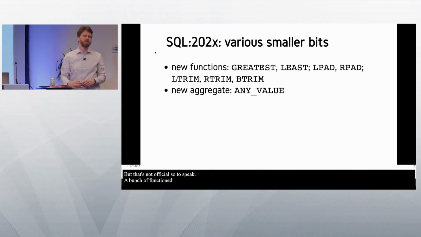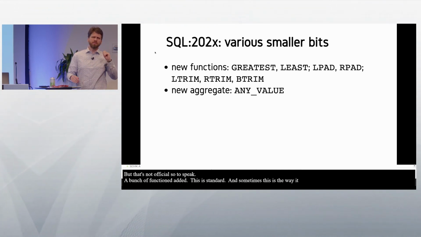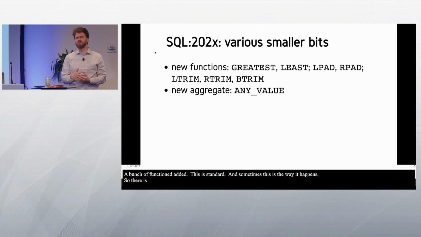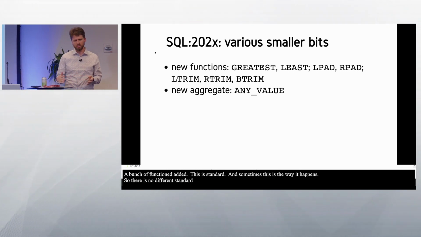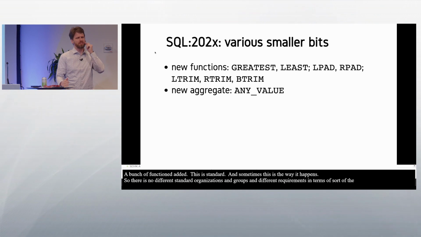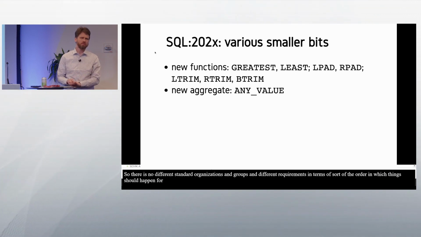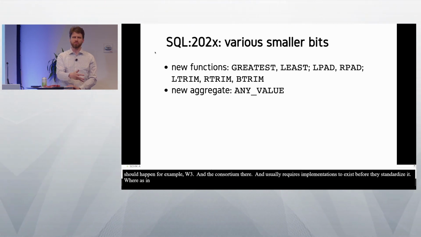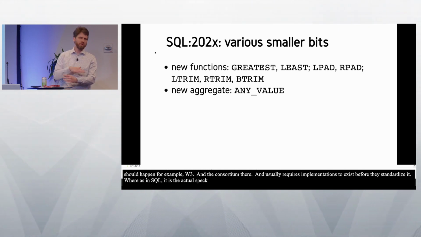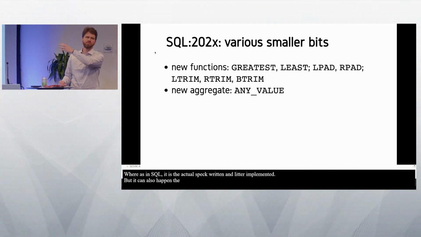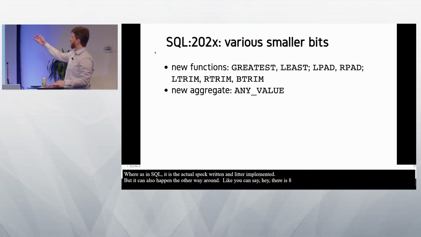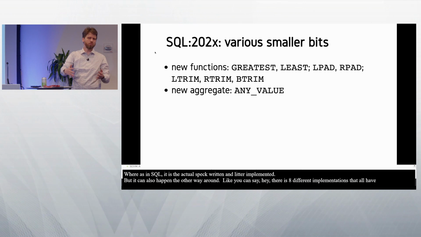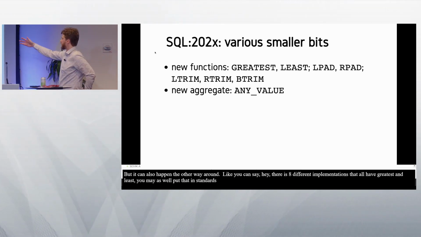Sometimes this is the way it happens, right? Different standards organizations and groups have different requirements in terms of the order in which things should happen. For example, W3C, the World Wide Web Consortium, usually requires implementations to exist before they standardize it. Whereas in SQL, it's often that the actual spec is written and then is later implemented. But it can also happen the other way around, that you say, hey, there are 8 different implementations that all have greatest and least. We might as well put that in the standard to unify the semantics. And so that's what happens with some of these.